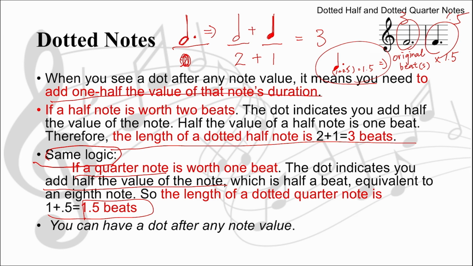And you can have a dot after any note value. So you can have this, an eighth note, and you have a dot. It will be 0.5 multiplied by 1.5, which equals 3/4.